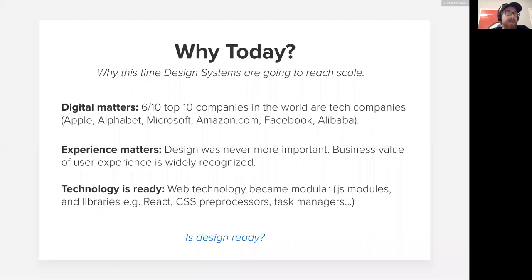So we have growth of the importance of digital products, we have growth of the importance of experience, but then finally, technology is ready. So business is ready, technology is ready, and the question is: is design ready? And this is up to us, up to all the designers in the industry, to actually be ready this time, because this is a very fertile ground that we are working on, and we can truly build this modular design and development environment and just create better experiences in a shorter time. So that's the opportunity.